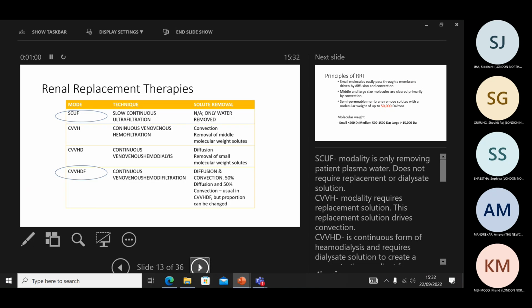And those are the ones that come to BBA. But the majority of ITU patients are using the CVVH-DF mode. So if the modality of dialysis is changing, that will change the dose of the antibiotic that's being given. And you need to be a bit more aggressive with the CVVH-DF because that clears more of the drugs.